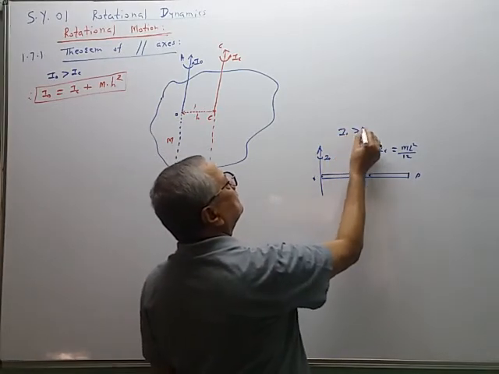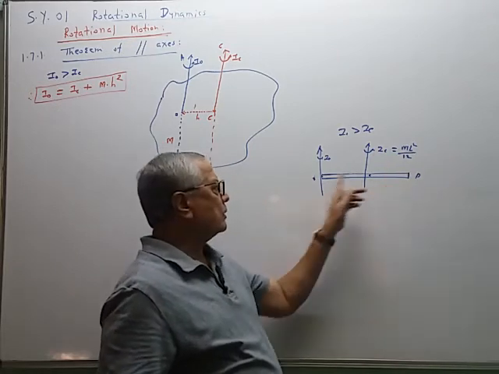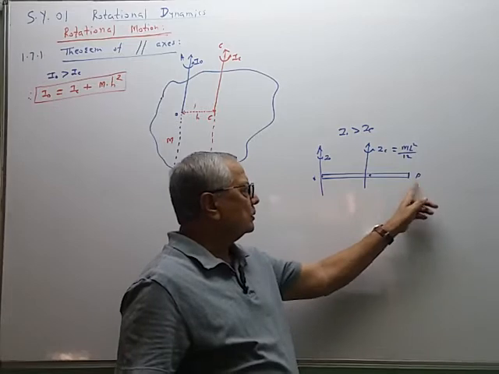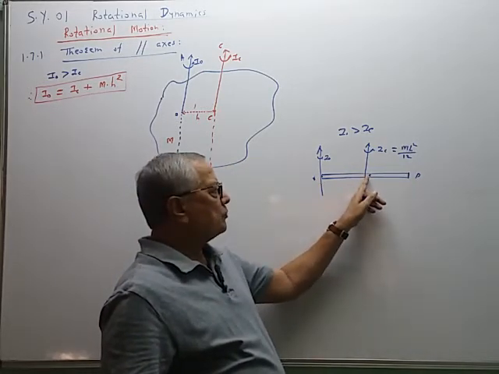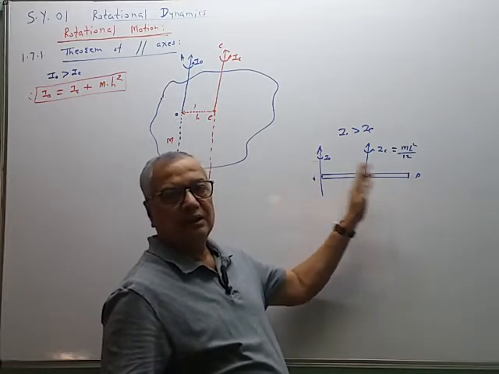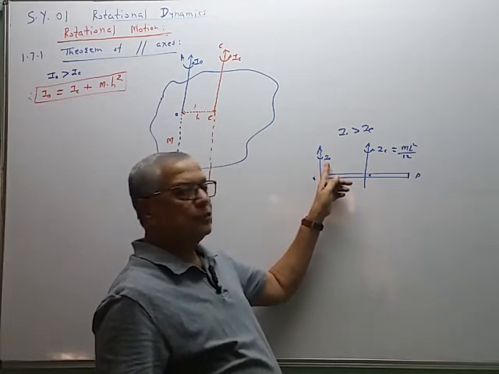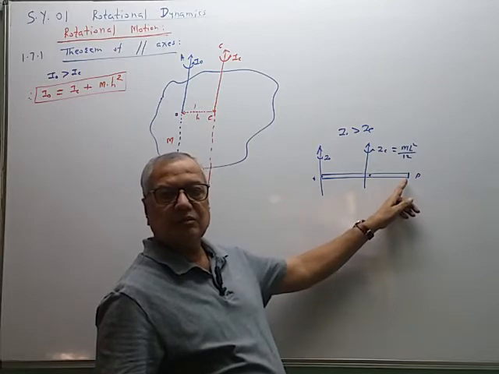Why? All the mass of the rod now is on one side of the axis passing through the point O. For point C, half the mass is on the right hand side, half the mass is on the left hand side. Here the whole mass is on only one side, and therefore definitely the moment of inertia increases due to the mass distribution. The range of distribution of mass increases.